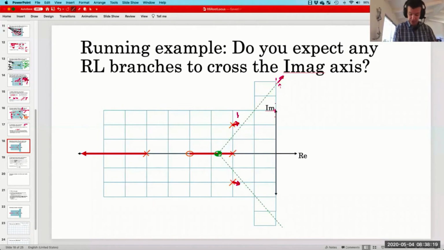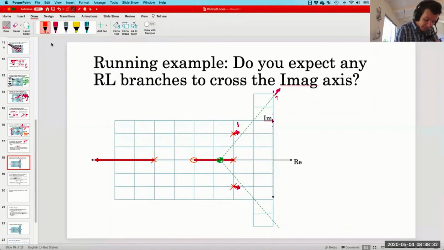But we should do it because we have this situation where a branch starts on the left and has to get to the right, therefore it must cross. So we are going to solve this. I'll go to black. It's a little bit less aggressive, I think.